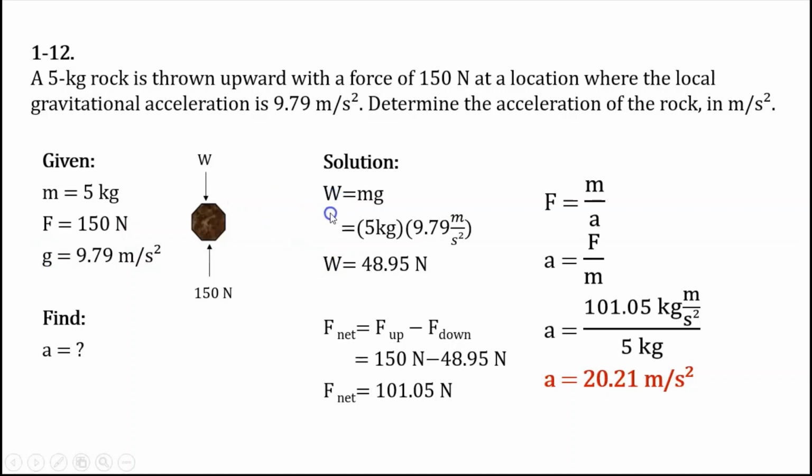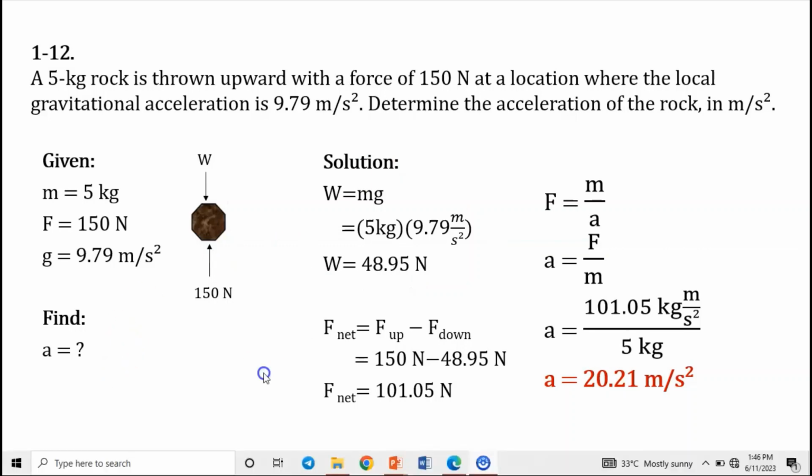Given the equation, weight is equal to mass times acceleration due to gravity. So plugging the given values, we have 5 kg multiplied by 9.79 meter per second squared. So calculating this, we will have now the weight of the rock, which is 48.95 Newton.